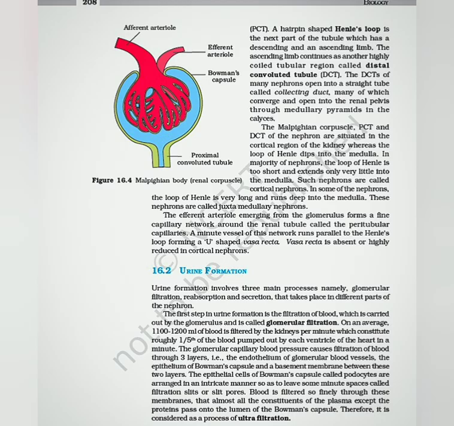In the majority of nephrons, the loop of Henle is very short and extends only a little into the medulla. Such nephrons are called cortical nephrons. In some nephrons, the loop of Henle is very long and runs deep into the medulla. These nephrons are called juxtamedullary nephrons.